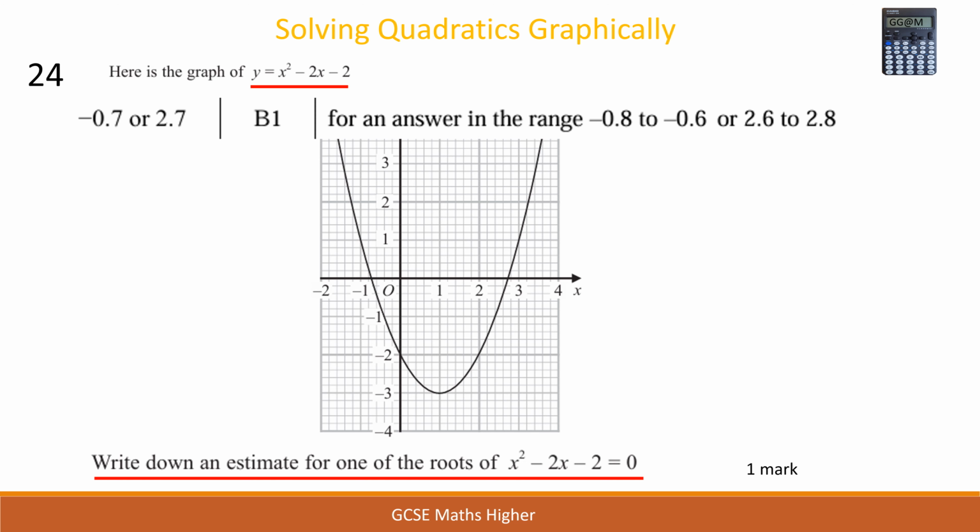Remember, the estimate is where the graph crosses the x-axis. So they're looking at the 2 coordinates where you cross the x-axis. So that is this point here and this point here. If you read those off, it gives you these 2 values. You can see there is a range on the answer. Well done if you got it correct.